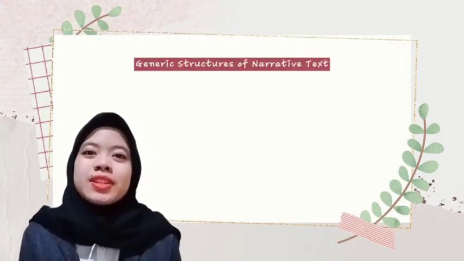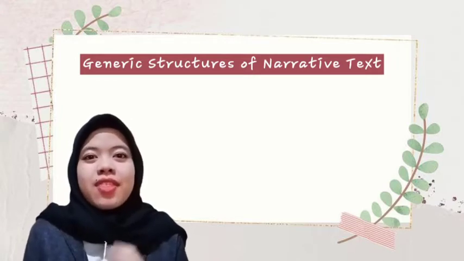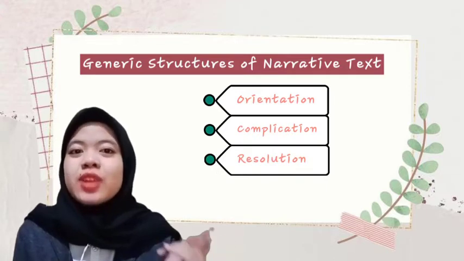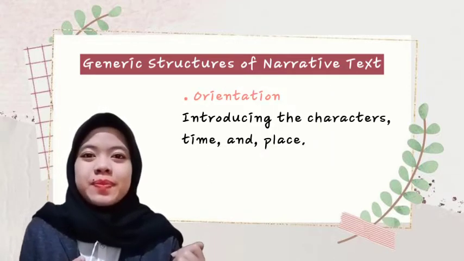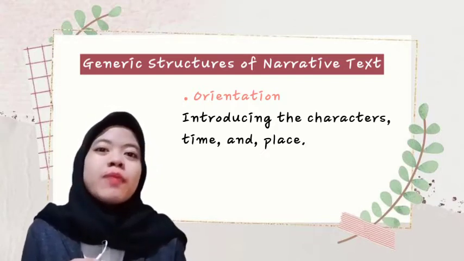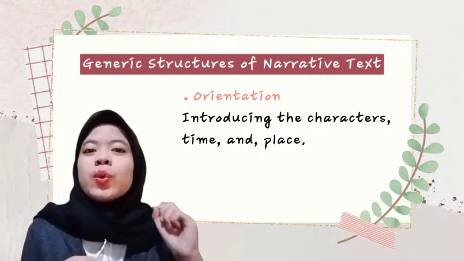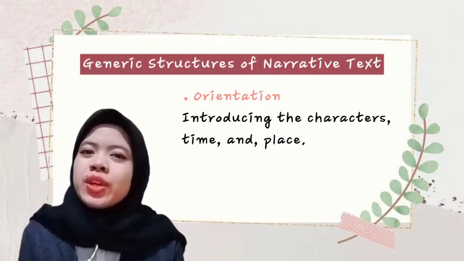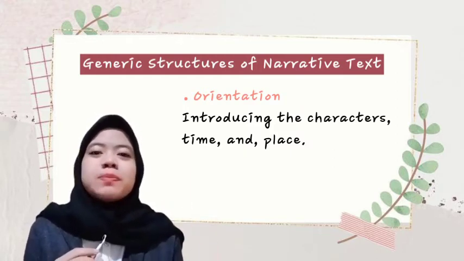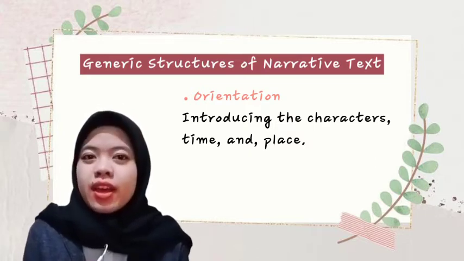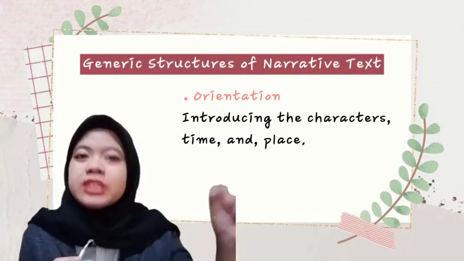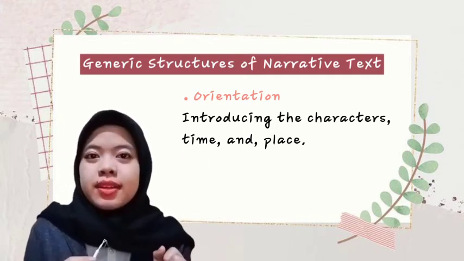Let's move to talk about the structures of narrative text. There are orientation, complication, resolution, and coda or reorientation. Orientation is the opening paragraph of the text that introduces who the characters involved in the story are, when the incident happened, and where the place behind the incident of the story is. This orientation is usually located in the first paragraph of the narrative text.